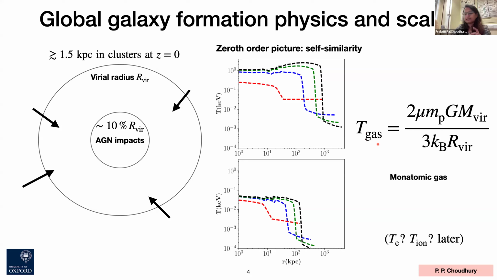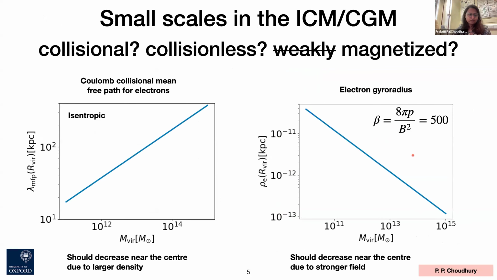And with that idea, for now, if we ignore the details, and if we ignore that this is mainly an ionized medium where the temperature of electrons and ions could be different, I'll come to that point later in the talk, we can come up with some basic scaling of what the temperature will be like for a monatomic gas. And that scales with the mass within a node to the power of 2/3. And once we start getting an idea of temperature, we can start to calculate what is called the Coulomb collisional length scales.